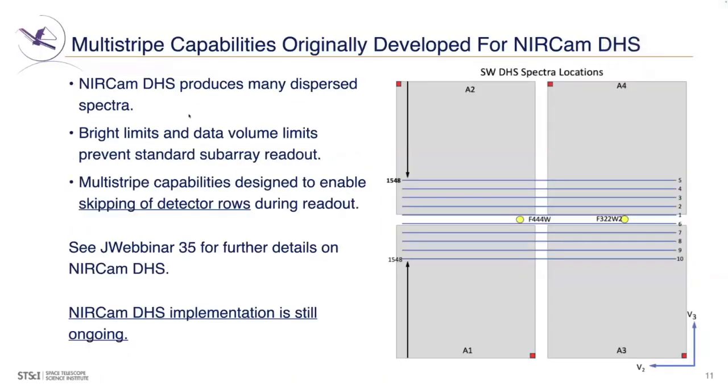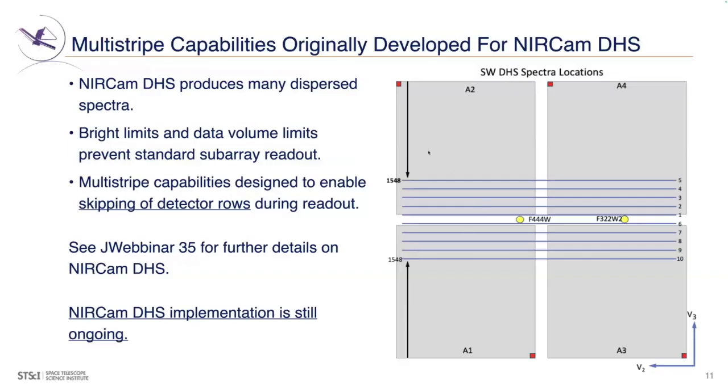So just a quick point on heritage. Some of you might remember the NIRCam DHS that was advertised for last cycle observations. This is really a follow-on from that, and we're leveraging the successes of that and the understanding of how this works to implement it in a slightly different way.